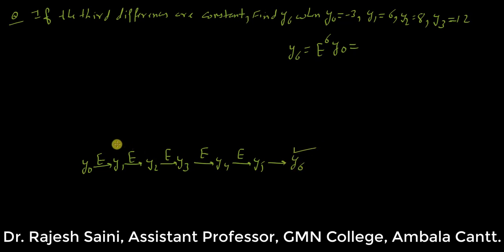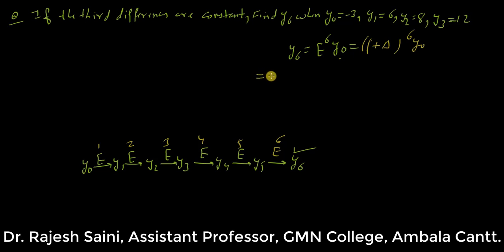So we have to determine y6. How many shift operators have we applied? Let's count: 1, 2, 3, 4, 5, and here is also 1. It is 6. So if we apply the shift operator 6 times upon y0, we will get y6. And we also know that the shift operator E is equal to (1 plus delta) raised to the power 6, acting on y0.